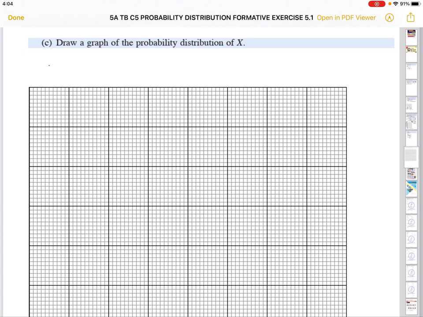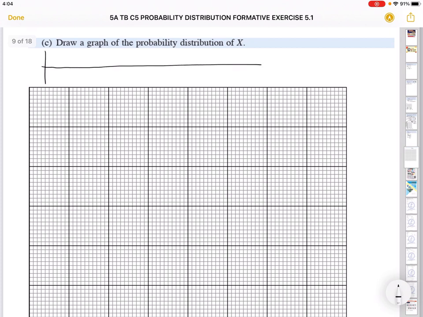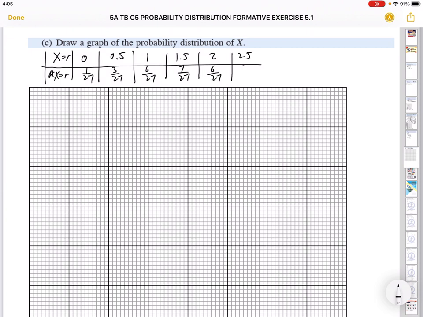Okay, so this is x equals r. I know the smallest is 0, and the first one is 1 over 27. For 0.5 it is 3 over 27. Now you can write 1 over 9, but I think 3 over 27 is easier because every term has a common denominator of 27. So the next one is 1: 6 over 27, 1.5: 7 over 27, 2: 6 over 27, 2.5: 3 over 27, and 3: 1 over 27. So I've got this done.